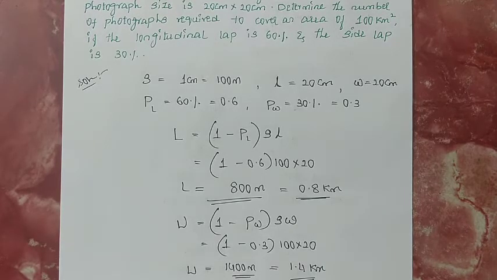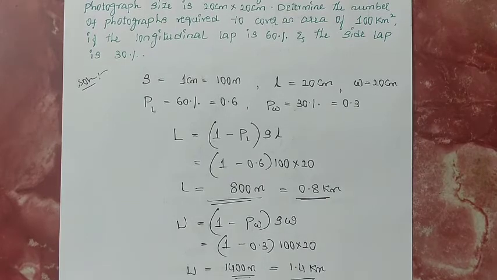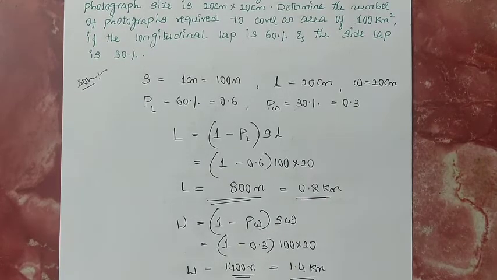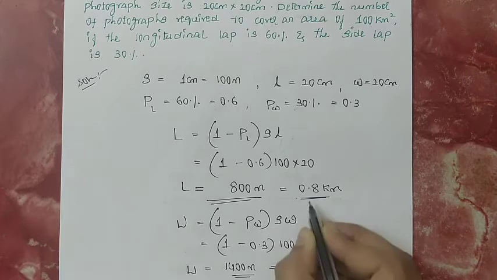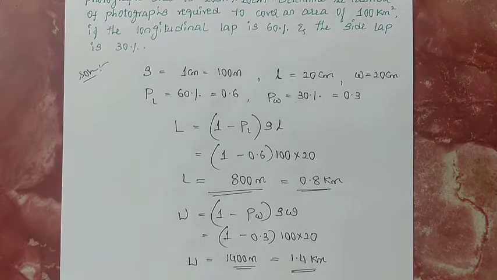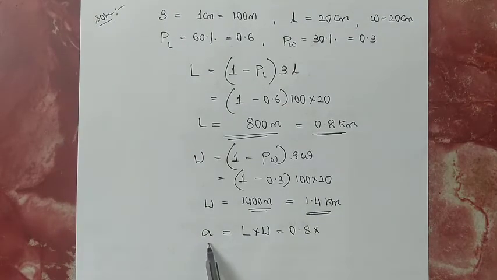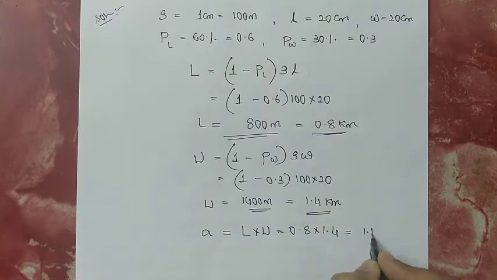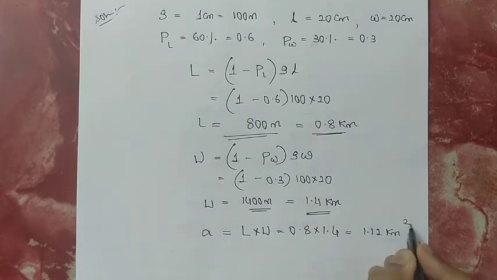Next you need to calculate the ground area covered by each photograph. It is denoted by small a, which is in the shape of a rectangle. That is L into W, that is 0.8 into 1.4. You will get it as 1.12 kilometers square.